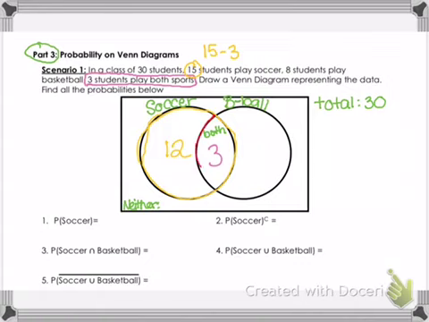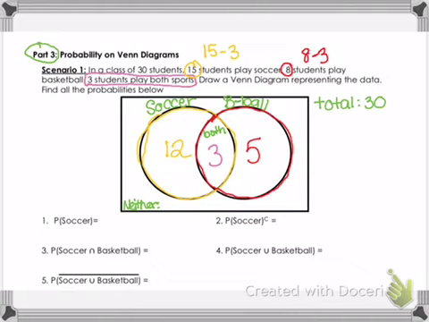Same thing goes for basketball. This entire circle is basketball. So that entire circle has to be 8, but we've already got 3. So we've got to do 8 minus 3 and get our leftover of 5 out there. So this is why we always start with the middle, so that we don't double count students and we don't end up with more than we need.